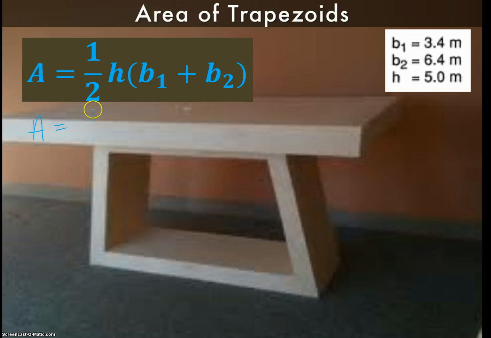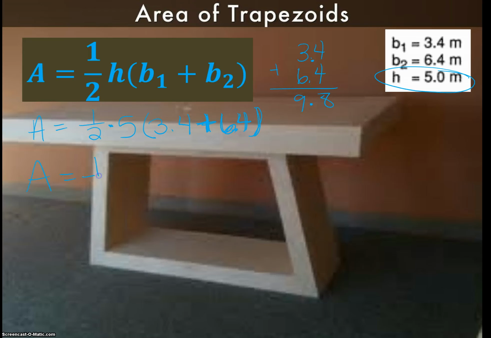So A is equal to 1/2. The height, it says here, is 5. 5.0 is the same as 5, so you can drop that 0 off. The bases are 3.4 plus 6.4. And technically it does not matter which one's base 1 and base 2, as long as you get both bases inside the parentheses and you're adding them. So I need to add 3.4 and 6.4. And remember when you're adding decimals that you need to line up the decimal places. Bring the decimal straight down, and I get 9.8.